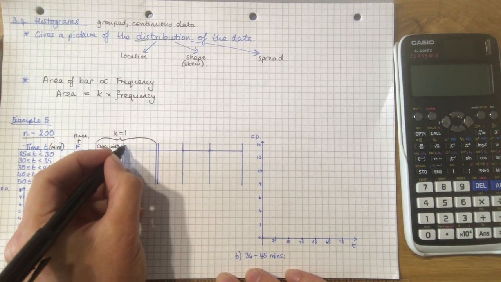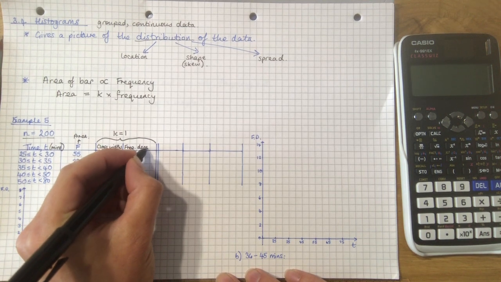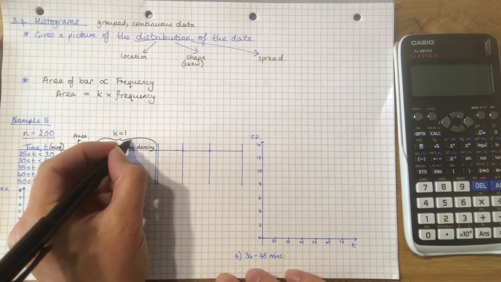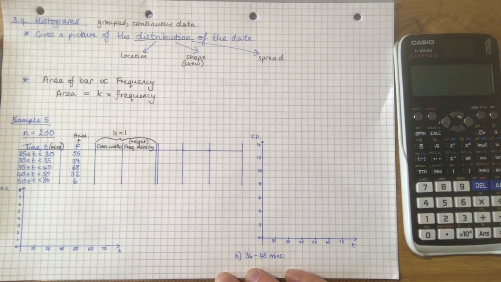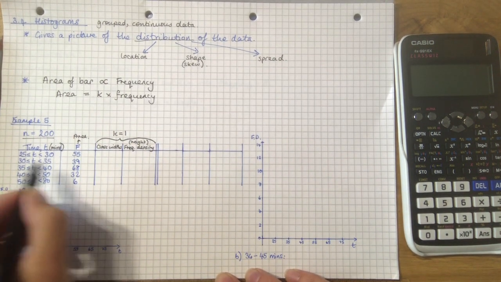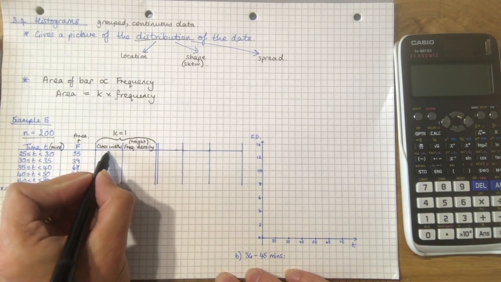So let's write down the name of this column as well. This is called the frequency density, and that's essentially the height of the bar. So this bar here goes from 25 to 30 horizontally, so it's a class width of 5.